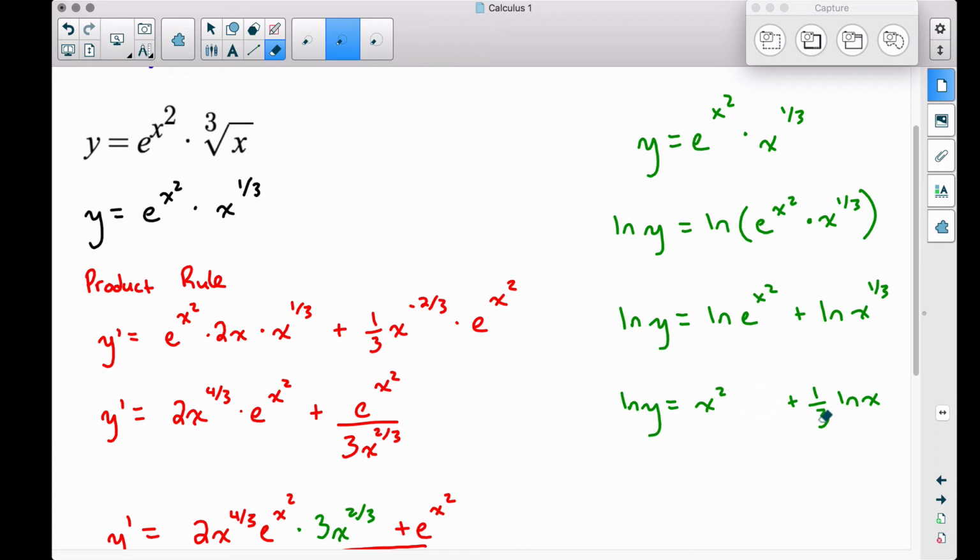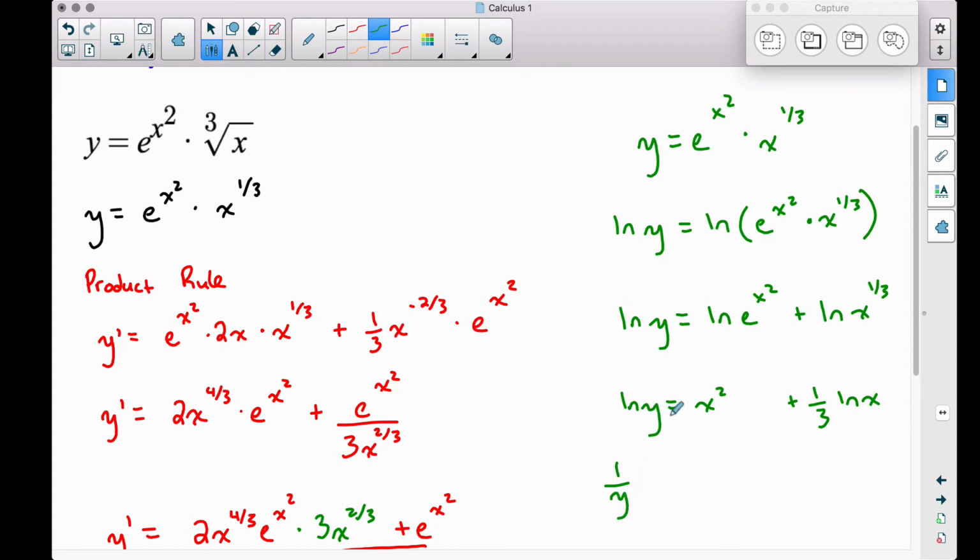And we can take the derivative now using what we call implicit differentiation. So if we differentiate both sides, the derivative of the natural log of y is going to be 1 over y, just like the natural log of x, whose derivative is 1 over x.